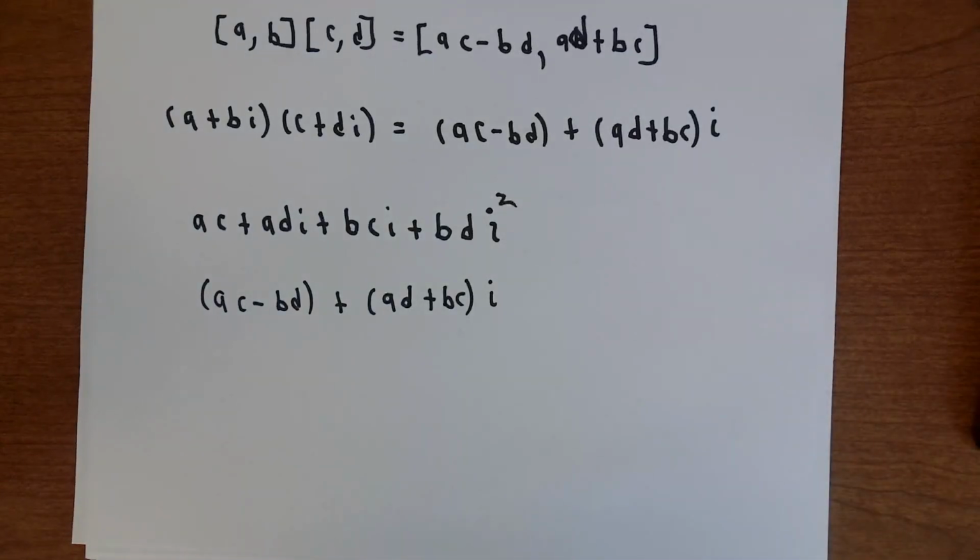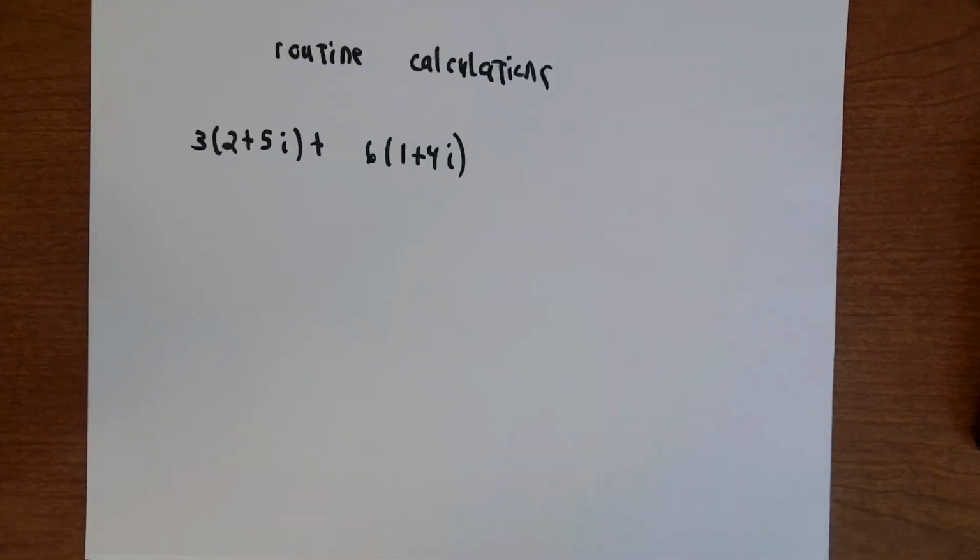I can transition from the bracket notation to the a plus bi notation just by pretending that i is an ordinary algebra variable, except it has the special property that when you square it, you get negative 1. Having established that, routine calculations can now be done. In a problem of this nature, I'm just going to pretend that i is a variable and do ordinary algebra on it, remembering, though, that i squared is negative 1.